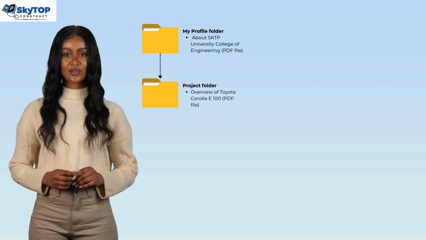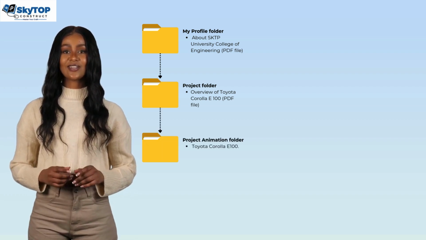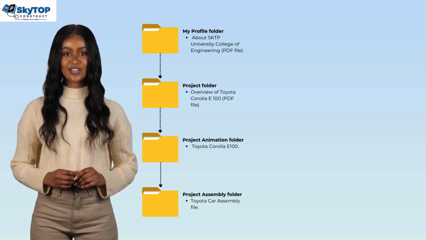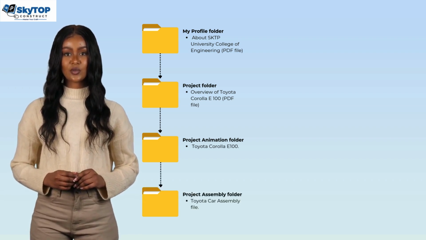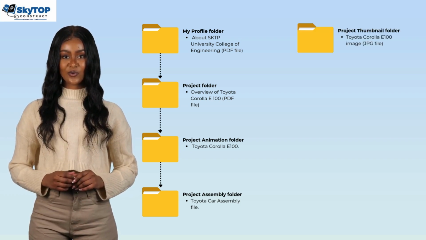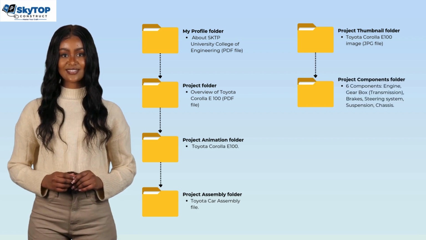Thirdly, the following folders contain the respective files. Project Animation folder contains the Toyota Corolla E100 animation video. Project Assembly folder contains the Toyota car assembly animation video. Project Thumbnail folder contains an image of the Toyota Corolla E100 in JPG format.